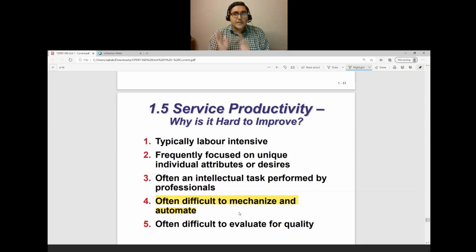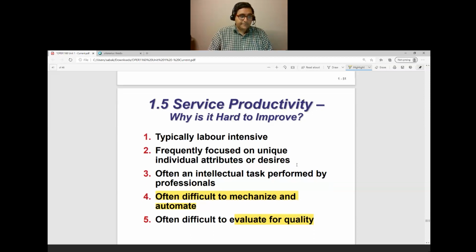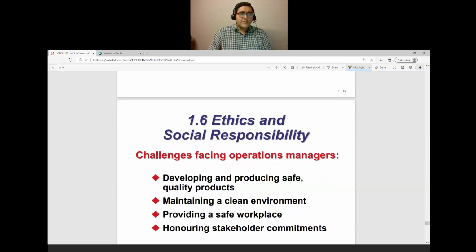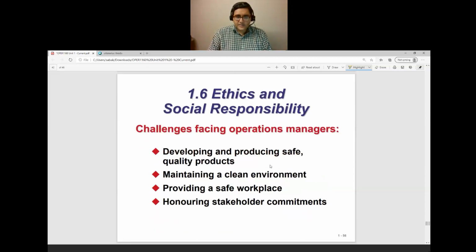Now, in the case of a service industry, let's think of a barber shop. It's often very difficult to mechanize or automate the process. The barber is going to serve one customer. And as I said earlier, a person asking for a medium style of haircut, my experience or my requirement will be different from another customer who asks for the same type of haircut. So it's impossible to actually evaluate the quality in the case of a service industry.